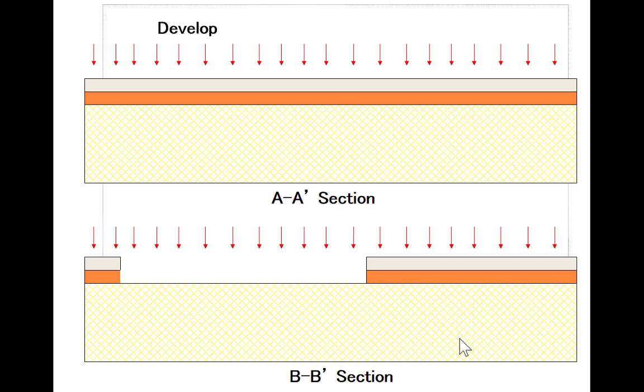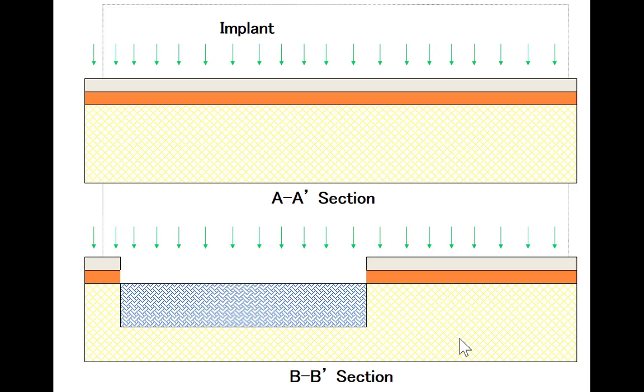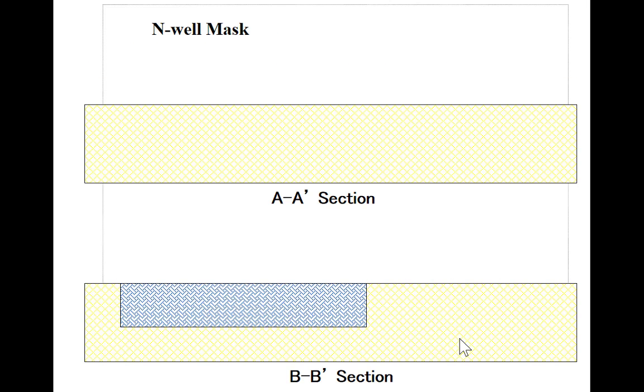So now I develop the photoresist. And now I see an opening here. But I see no openings on the top because I didn't expose any of that along the AA prime cross section, or along the BB prime cross section. Then I do an implant, and the implant puts impurities in the region that's open, but it gets stuck in the photoresist. And then when I strip photoresist, I end up with something like this.